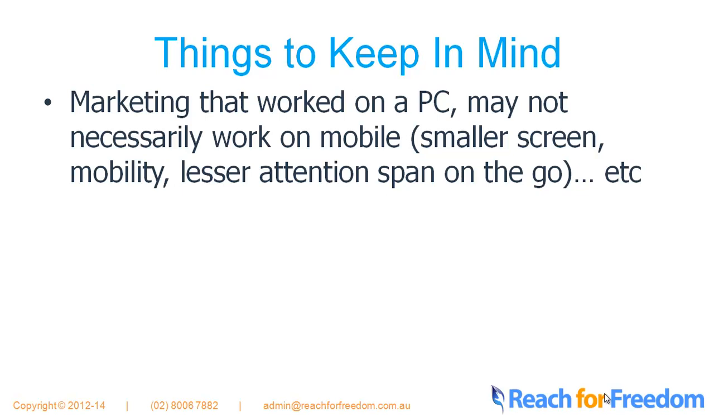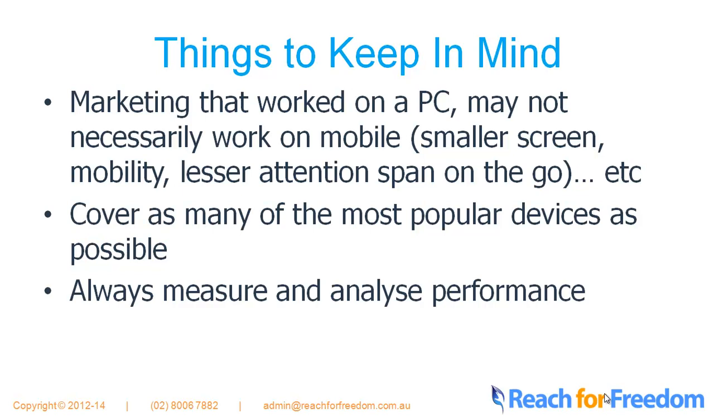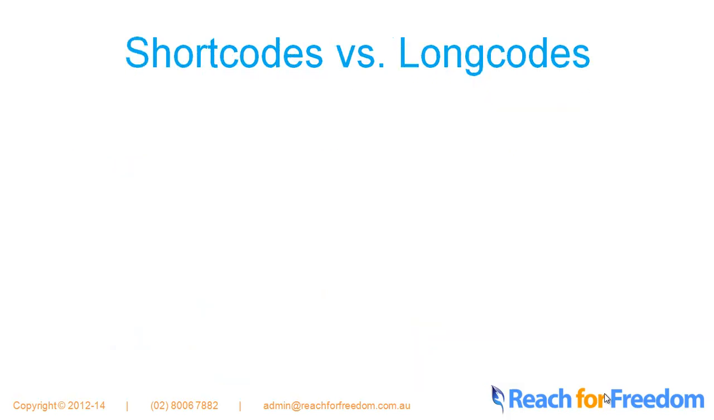There's less attention span because people are always fiddling on their mobiles, or it's always on the go. For instance, it's only when they're at a traffic light or waiting for a bus or train, okay? You should try to cover your mobile marketing to suit as many of the popular devices as possible. And you should always measure and analyze performance, okay? SMS is all about being clear, concise, and effective. So basically, the message should be short and precise.